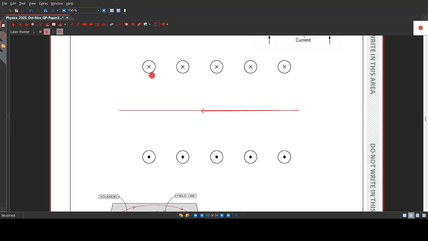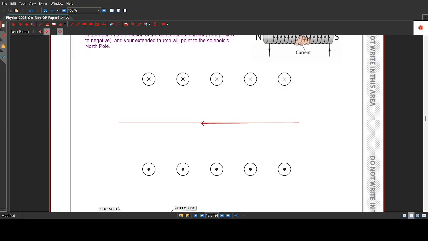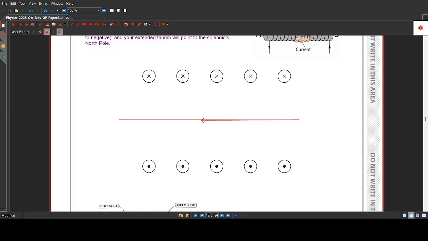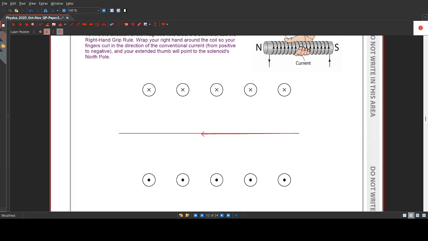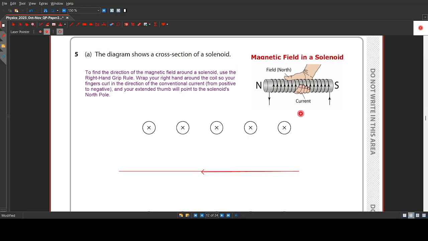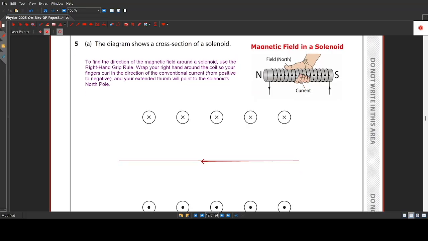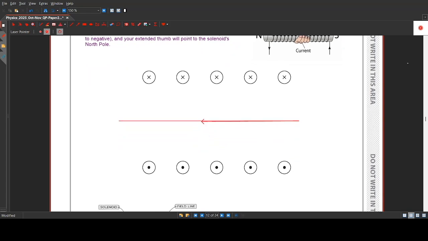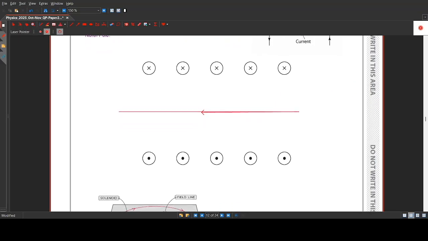The crosses represent that the current is going into the paper, and the dots represent that the current is coming out of the paper. If you place the fingers of your right hand accordingly, the direction of your thumb will represent the direction of the north pole. This has been clearly depicted in this diagram. You can see how the fingers have been placed in accordance with the direction of the current. If you can visualize that here as well, and curl your fingers according to the direction of the current, the thumb will point to the solenoid's north pole.